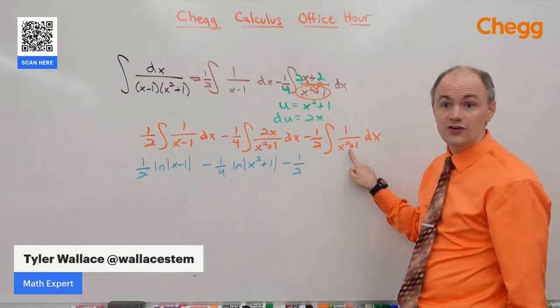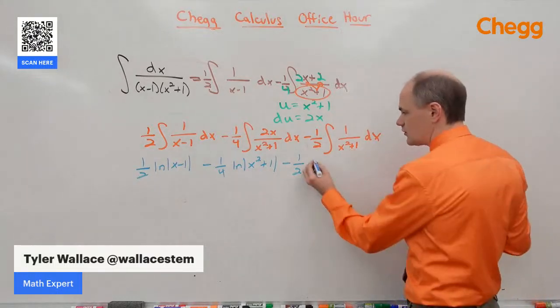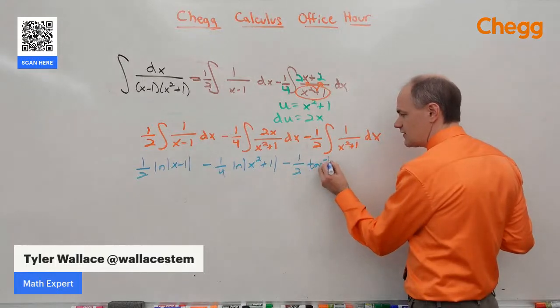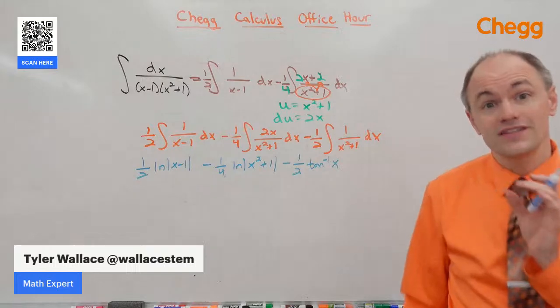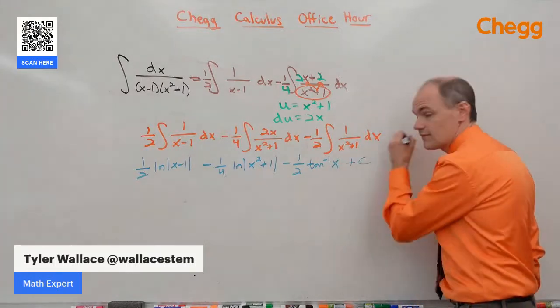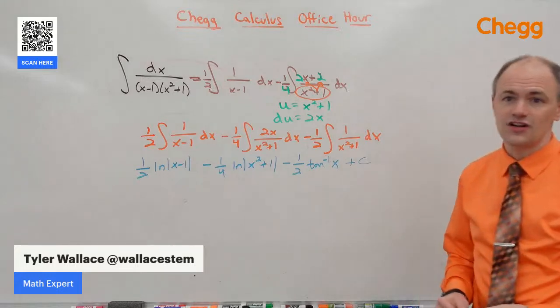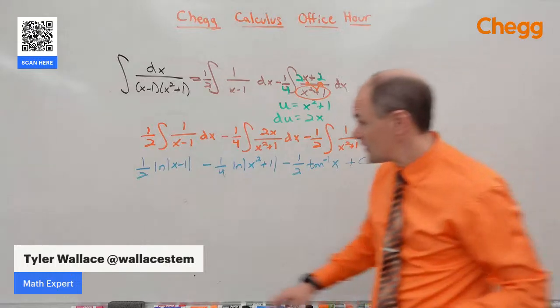This should be an integral you recognize. It is the tangent inverse. So it's 1/2 tangent inverse of x, or if you prefer, arctangent of x. And of course, nobody's going to ever forget, what do you not forget? Plus C to finish it off. That's partial fractions. Thank you for that question. That was a fun one.